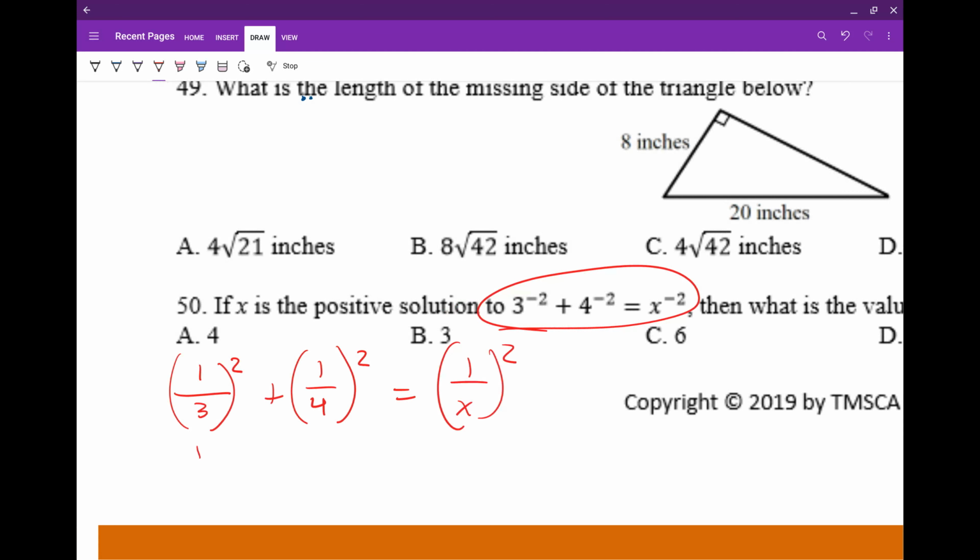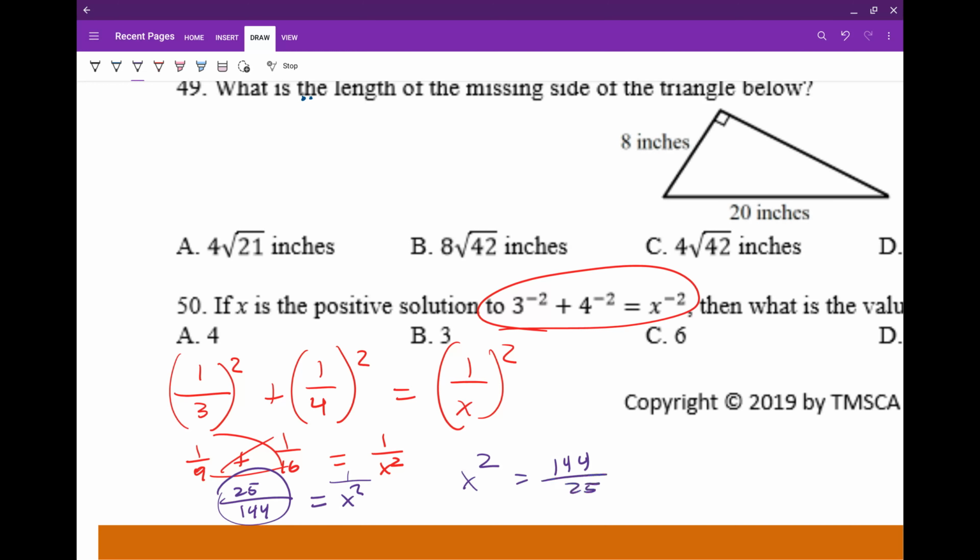And so that's equal to 1/9 plus 1 over 16 equals 1 over x squared. So then you cross multiply, and you get 16 plus 9, 25 in the numerator, over 16 times 9, 144. And that's equal to, sorry, 1 over x squared. So then you multiply by x squared and you divide by this, so it's essentially you flip the fractions. You have x squared equal to 144 divided by 25.